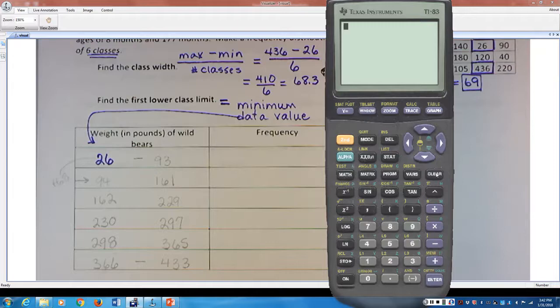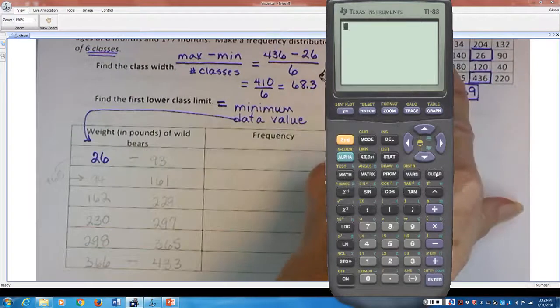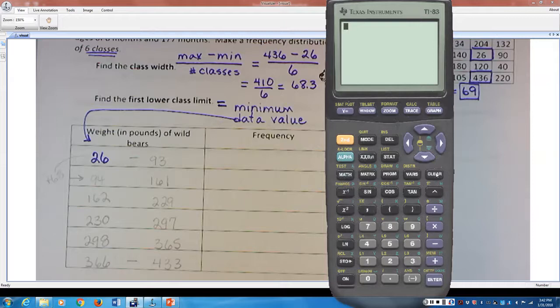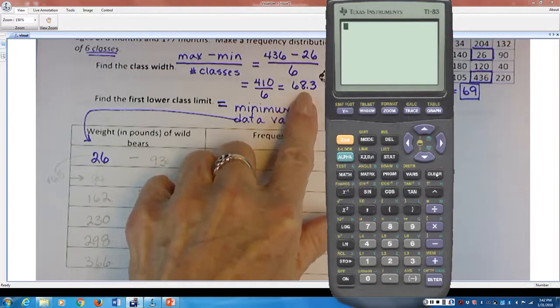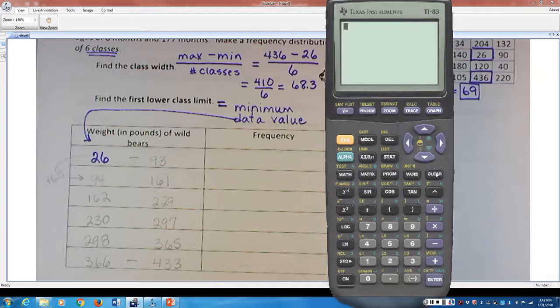So what's wrong with not using the 68? It would work, but I don't really want to have to sort to the tenth of a place if I can sort just the whole numbers. So yes, it would work. It wouldn't be wrong. But it's easier, since our data values are all whole numbers, just to break our classes into whole numbers, okay? And even if I was rounding the 68.33333, I still have to round that up to 68.4. It still won't work. I'll wind up at the exact same place. I'll still have a problem. Because if you don't round up, your last class won't contain your largest piece of data. You have to round up.